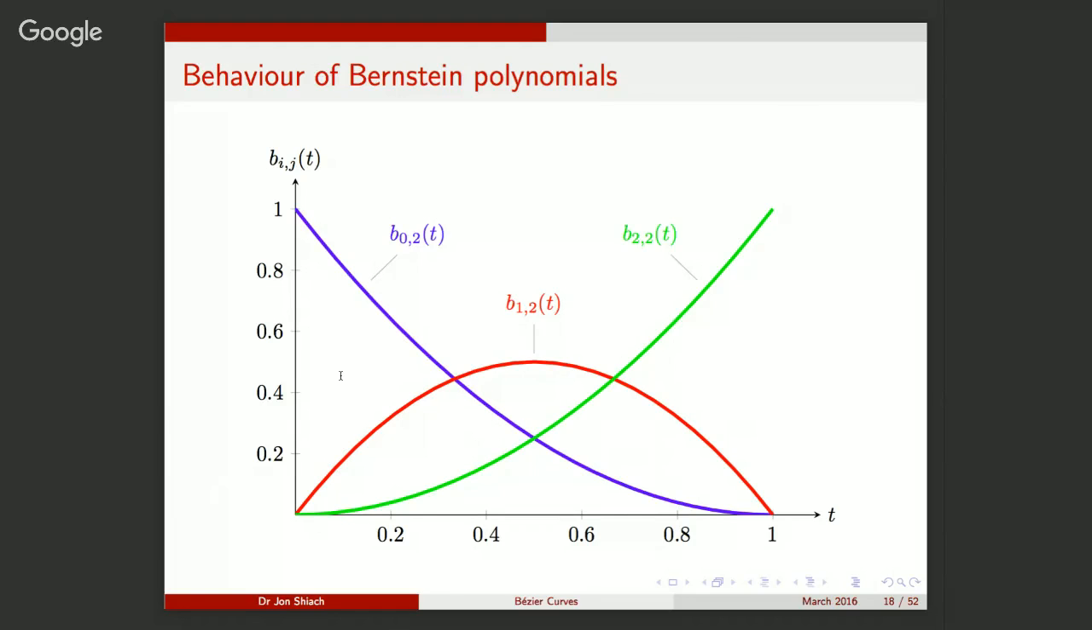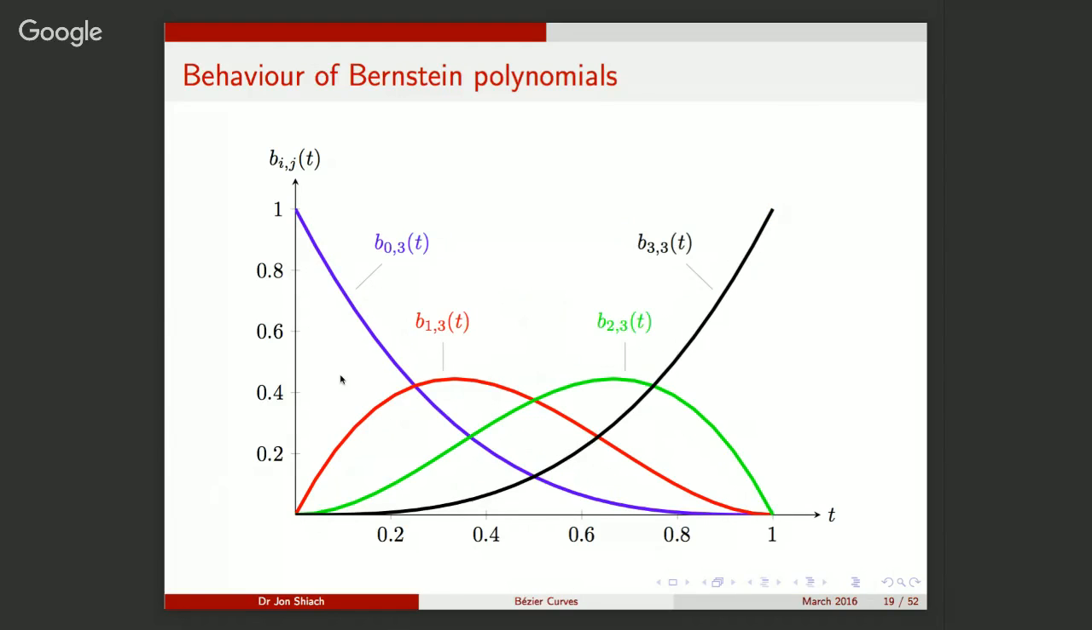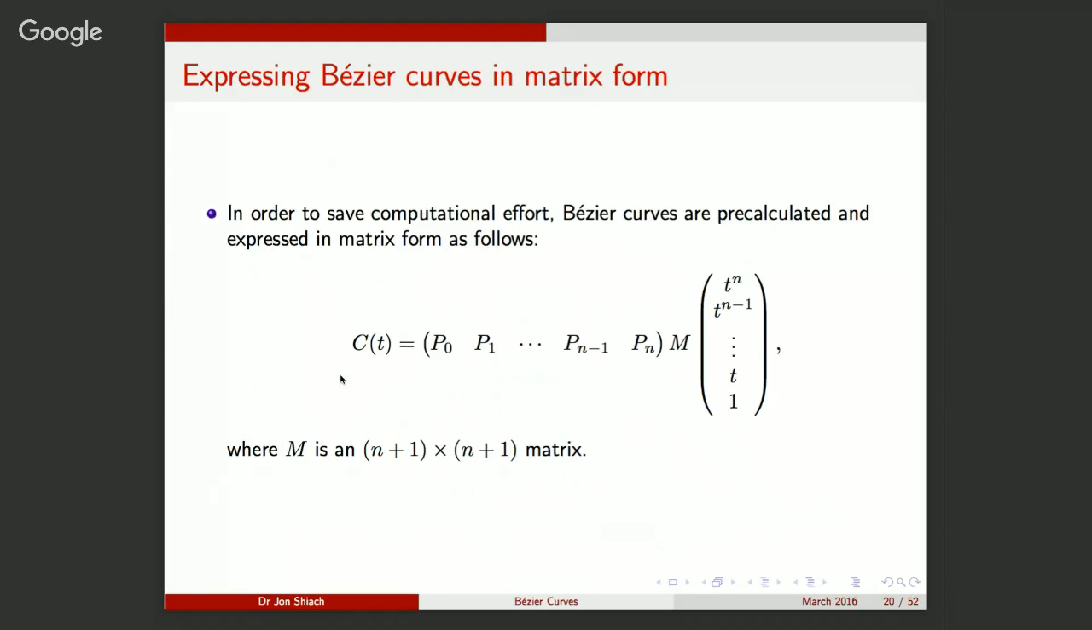That's for a quadratic. Same thing for a cubic. In this case, we've got 4 of them. Could have done quintic, but it gets fairly similar. So that's the behavior of the Bernstein polynomials. Okay, so that's the derivation of Bezier curves.